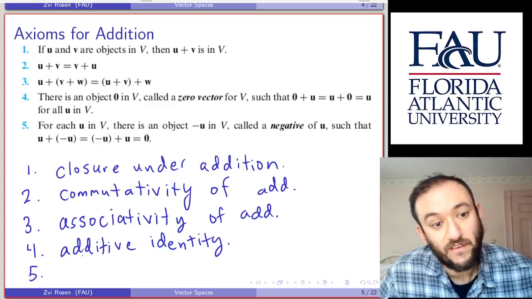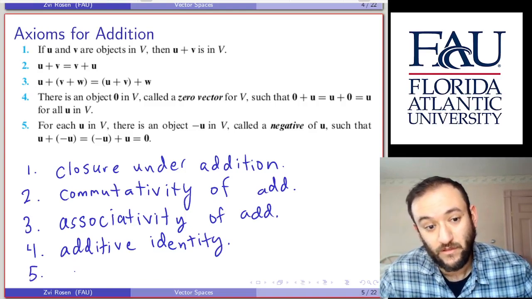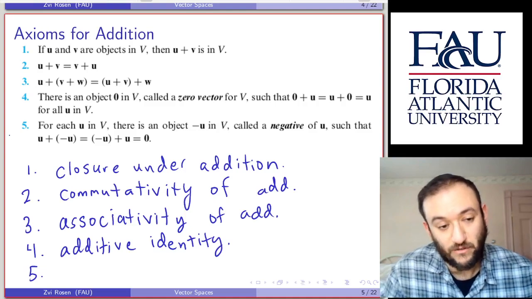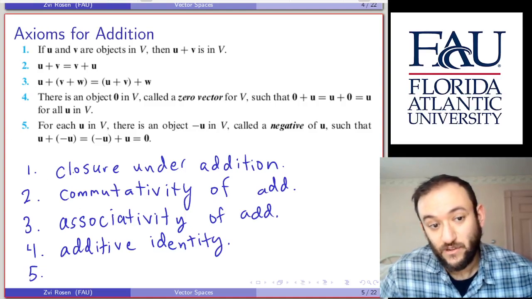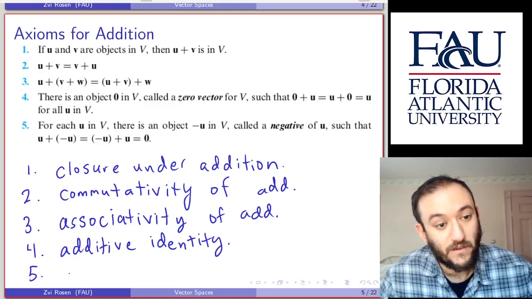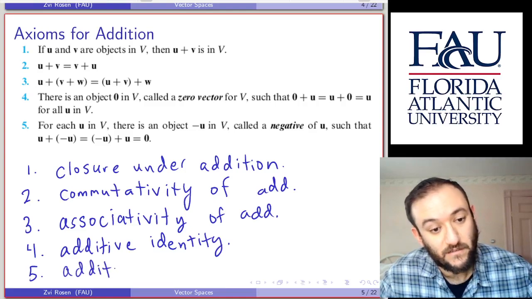Okay, number 5, for each u in V, there's an object minus u in V called a negative of u, such that u plus minus u equals minus u plus u equals 0. And here, this 0 is a reference to the additive identity. Okay, so this is called additive inverses.